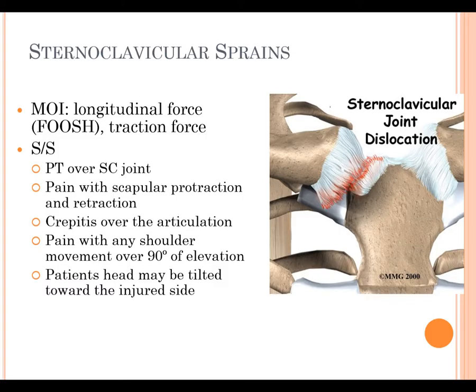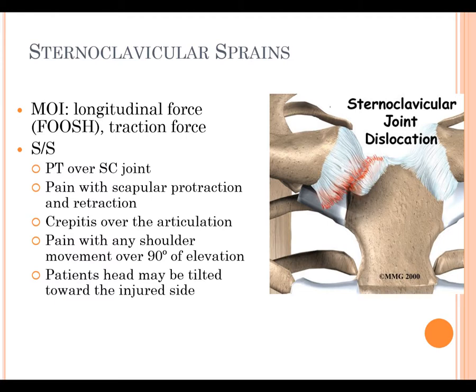So starting off here, we have our sternoclavicular joint sprains, or SC sprains. These are not overly common. They do happen, and when they do happen, they are fairly painful. If you remember, there are 4 joints that make up the shoulder complex: the SC joint, the AC joint, the scapulothoracic joint, and the glenohumeral joint. All those joints have to work together in order for us to have full shoulder mobility.